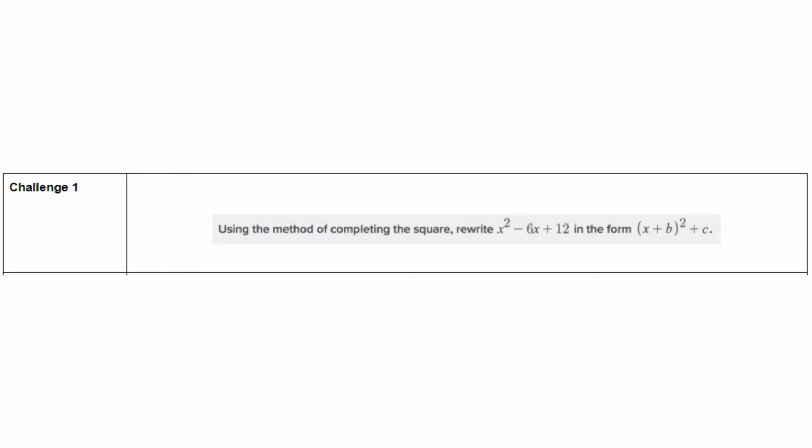I'll be answering challenge number 1, which asks to use the method of completing the square to rewrite x squared subtract 6x plus 12 in the form of (x plus b) squared plus c. I will be using algebra tiles to help answer this question.